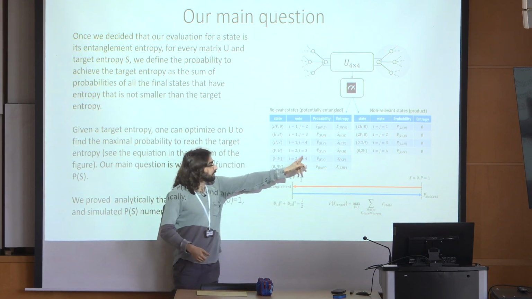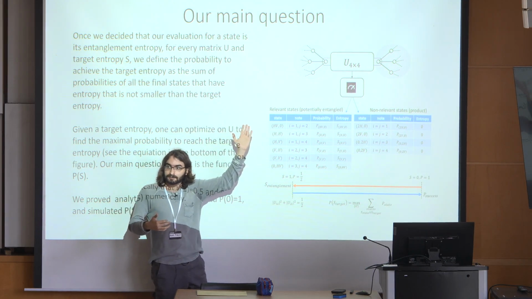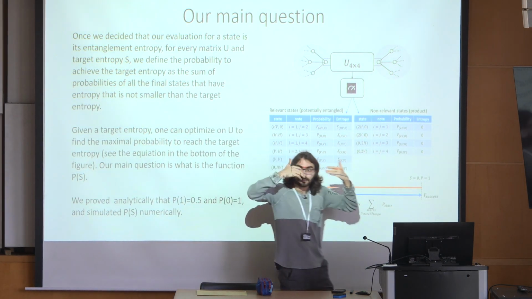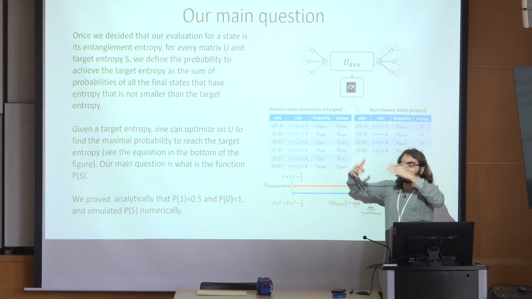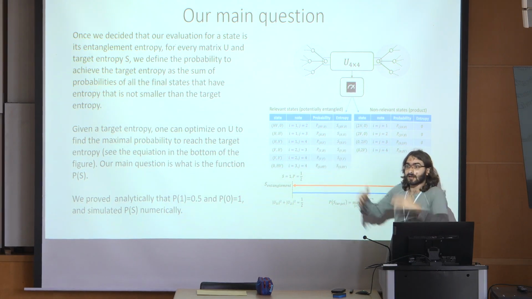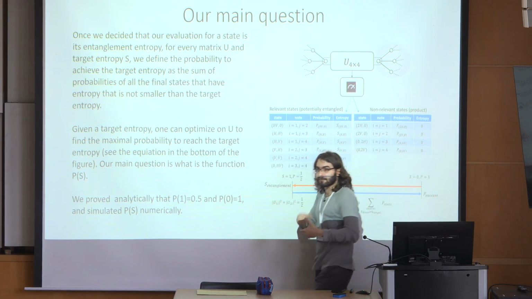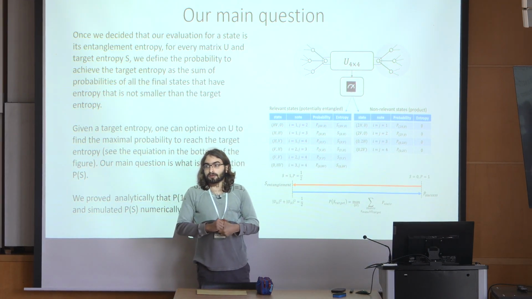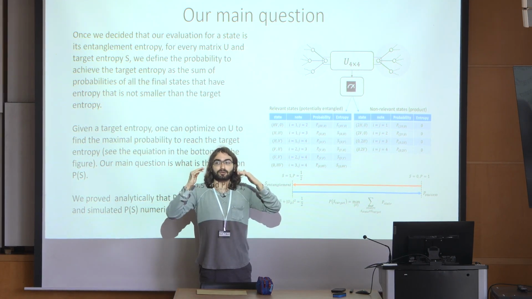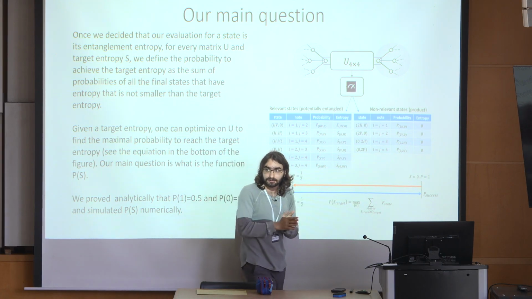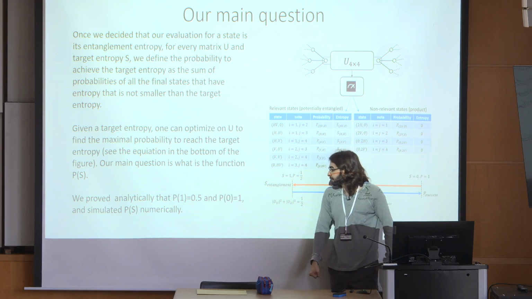And we showed, again, that if we require this entanglement entropy to be maximal, then the sum of probabilities of the final states that have maximal entanglement entropy is not higher than half. And we also found all the matrices U that have this property. We also showed that you cannot require entropy higher than 0 with 100% chance. There will always be some chance to get a product state with 0 entanglement entropy.